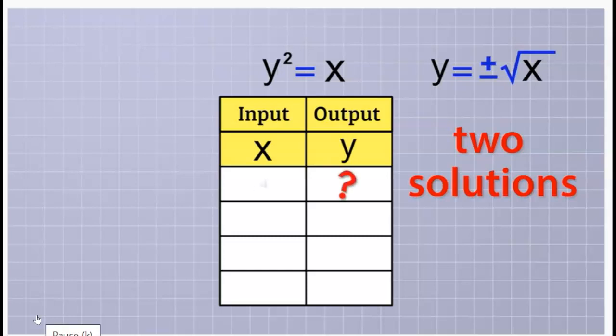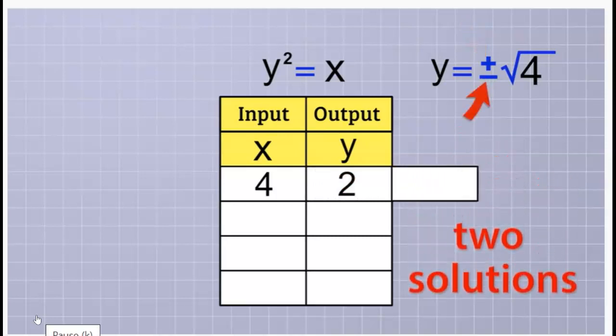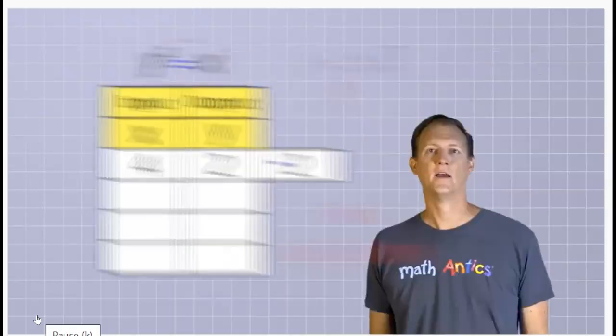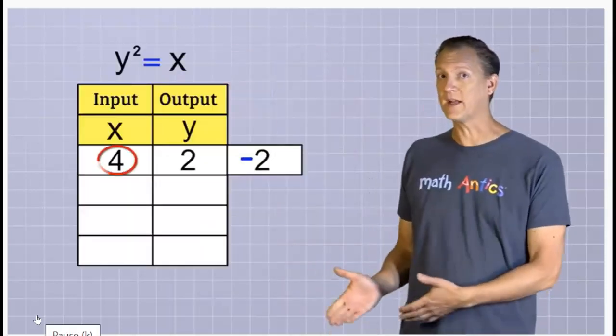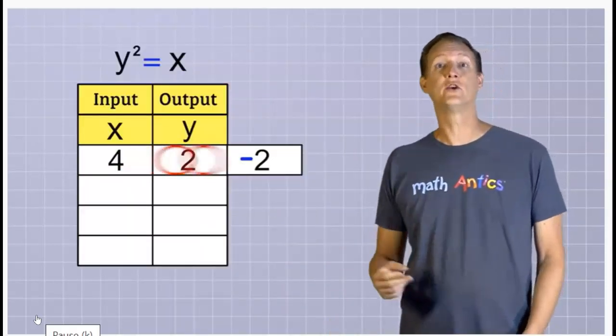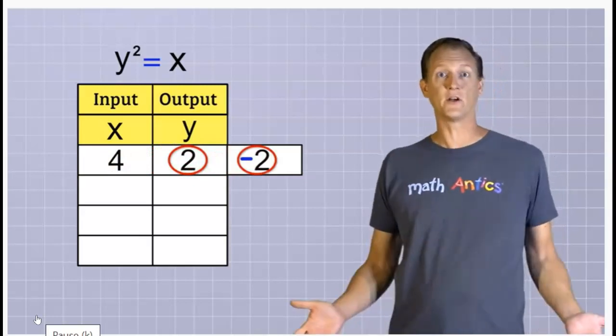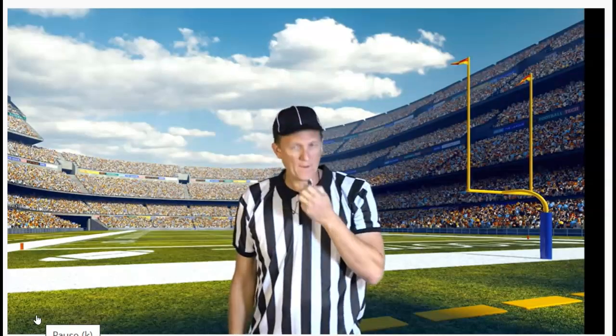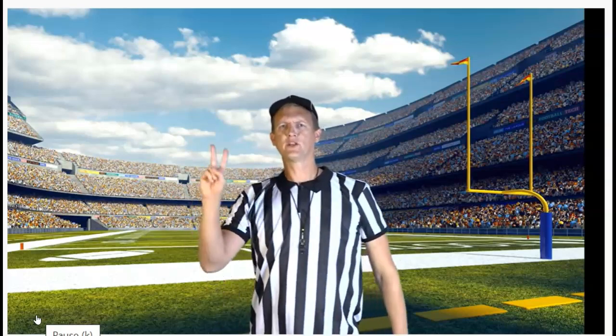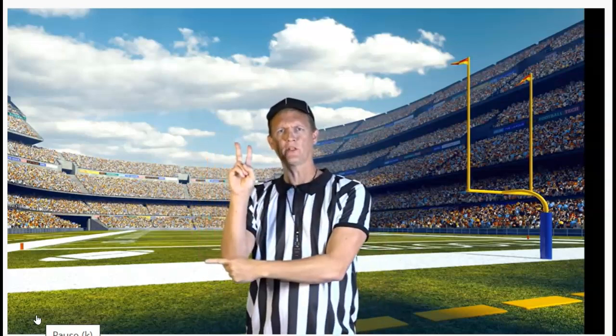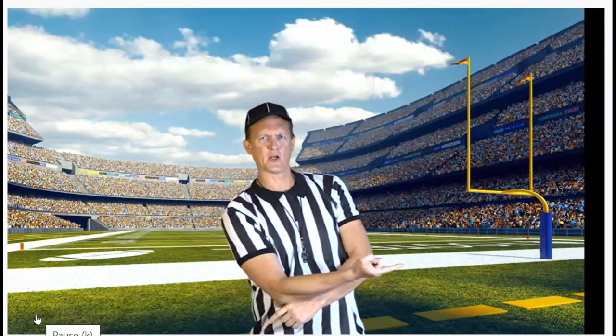If we input an x value of 4, the positive, or principal root, would be 2, but we also have the negative root as a solution. If x equals 4, then y equals 2 and y equals negative 2 are both possible solutions to the equation y squared equals x. So in this case, for each value of x that we input into the equation, we'll get two values of y as outputs. Can a function do that? Upon review, the equation gave two outputs for a single input, therefore it's ruled not a function.